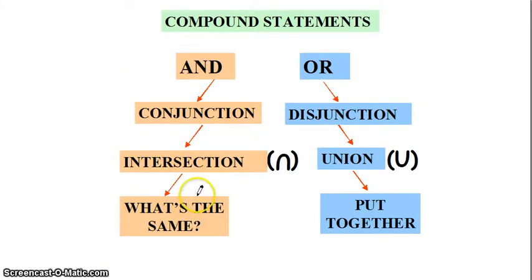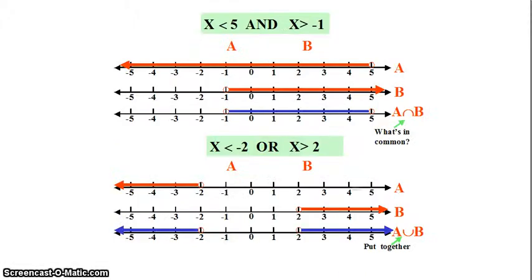And an intersection implies what solutions are the same or in common. And then union is we're just going to put these two solutions together. They're not really in common. We're just going to smush them together and take them at the same, not really the same time, but we're going to take them together.